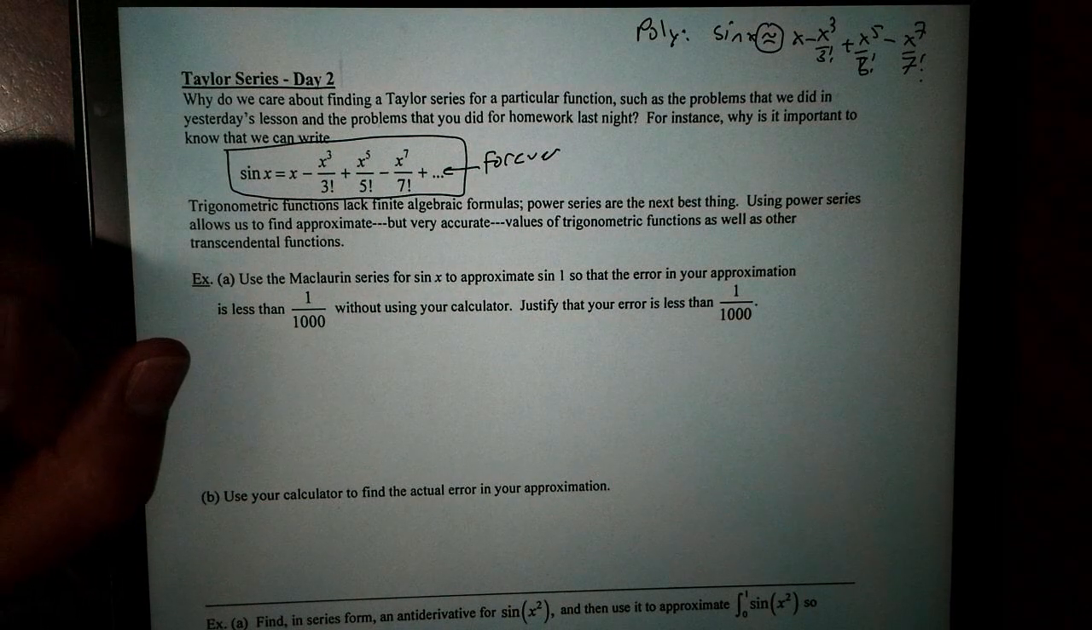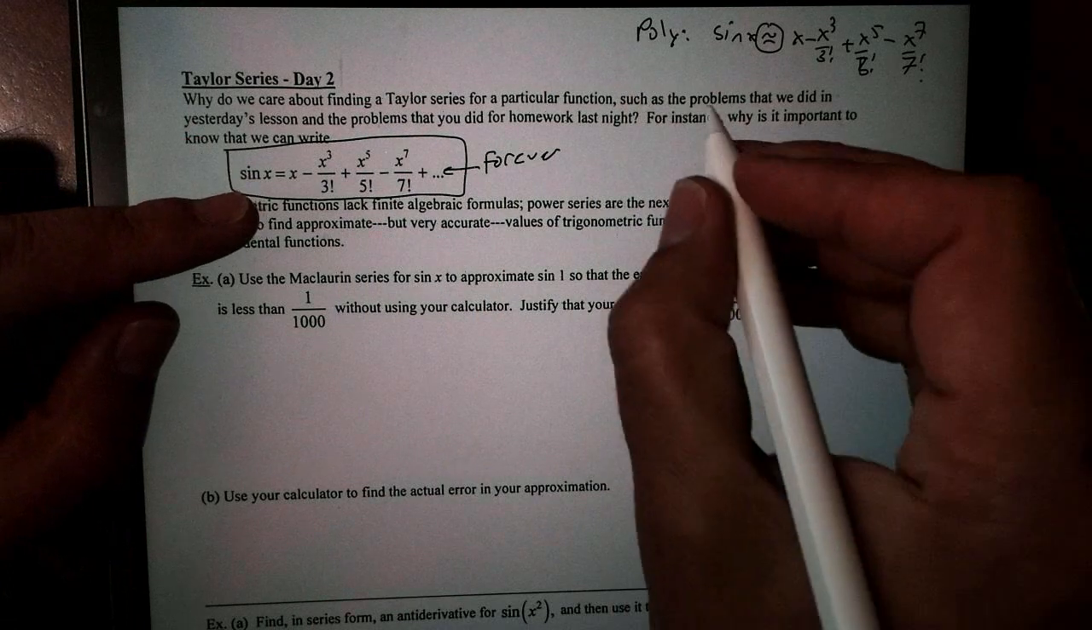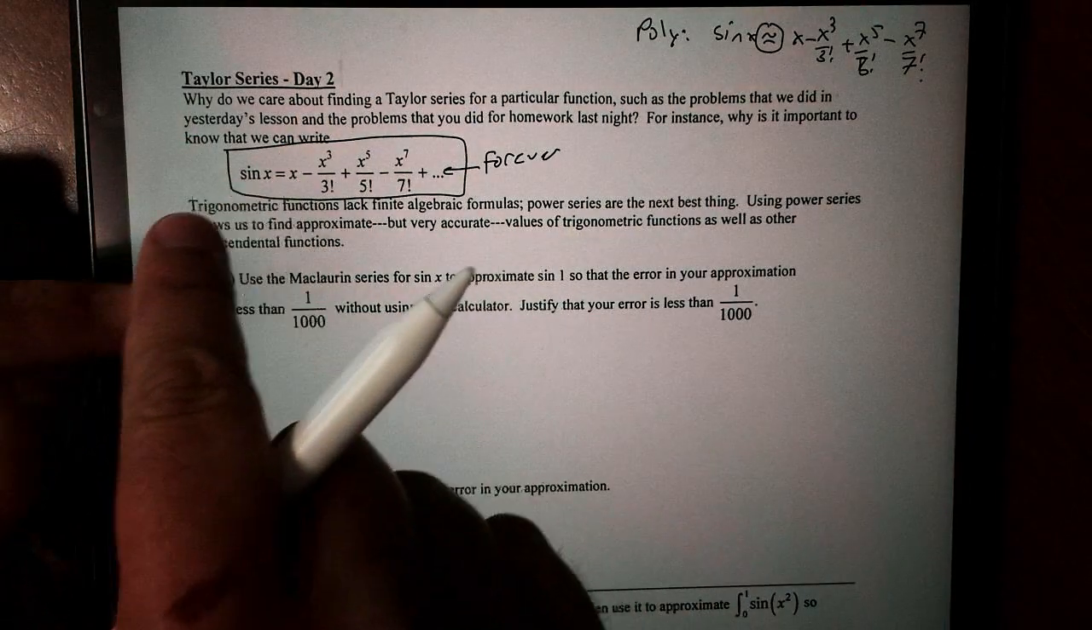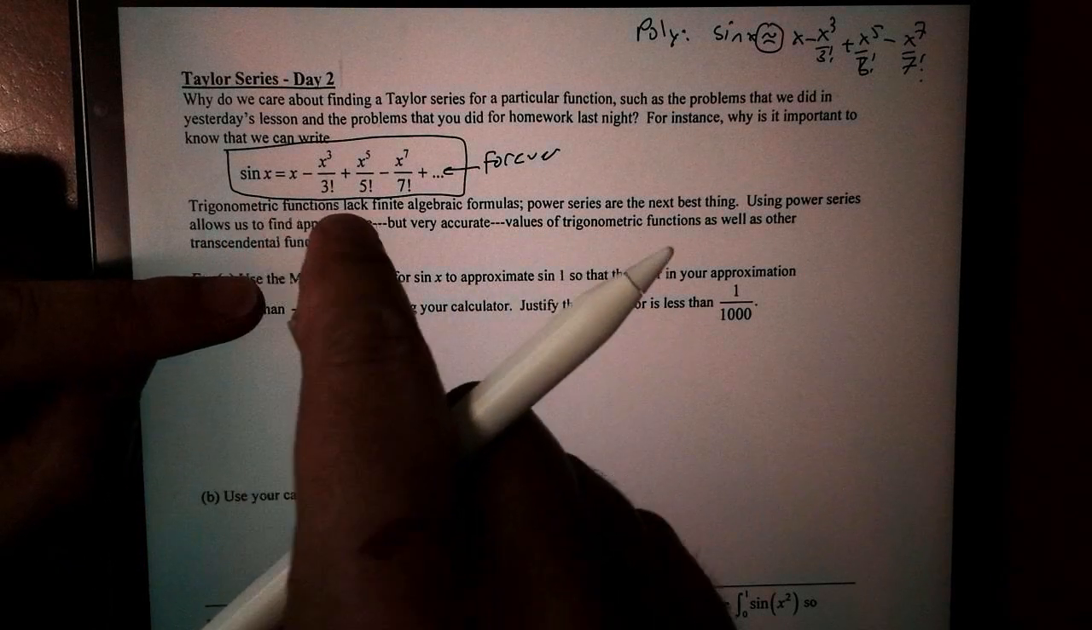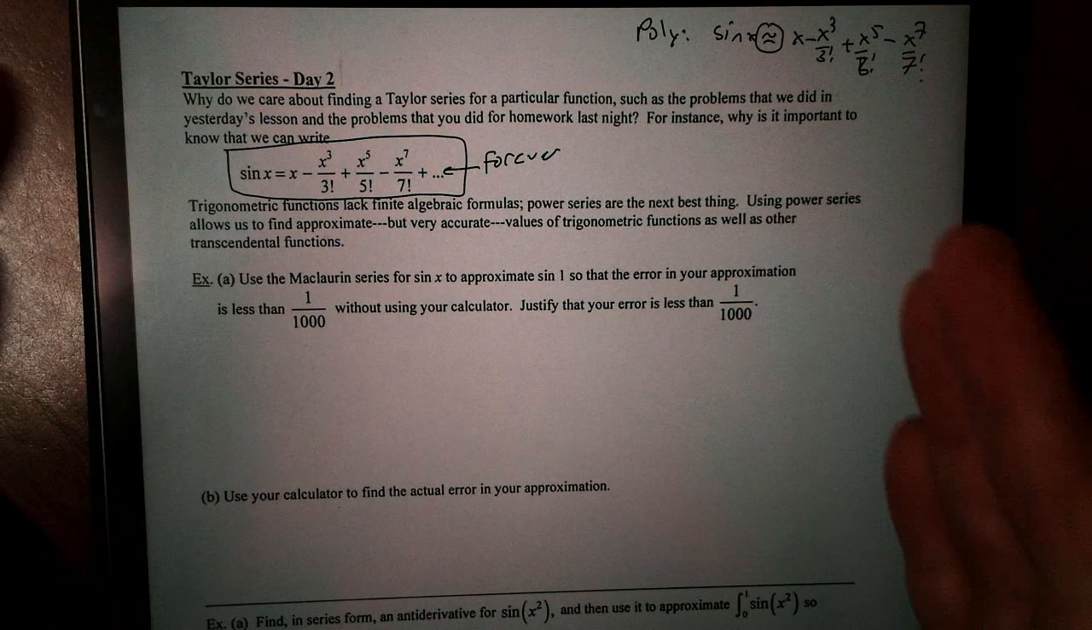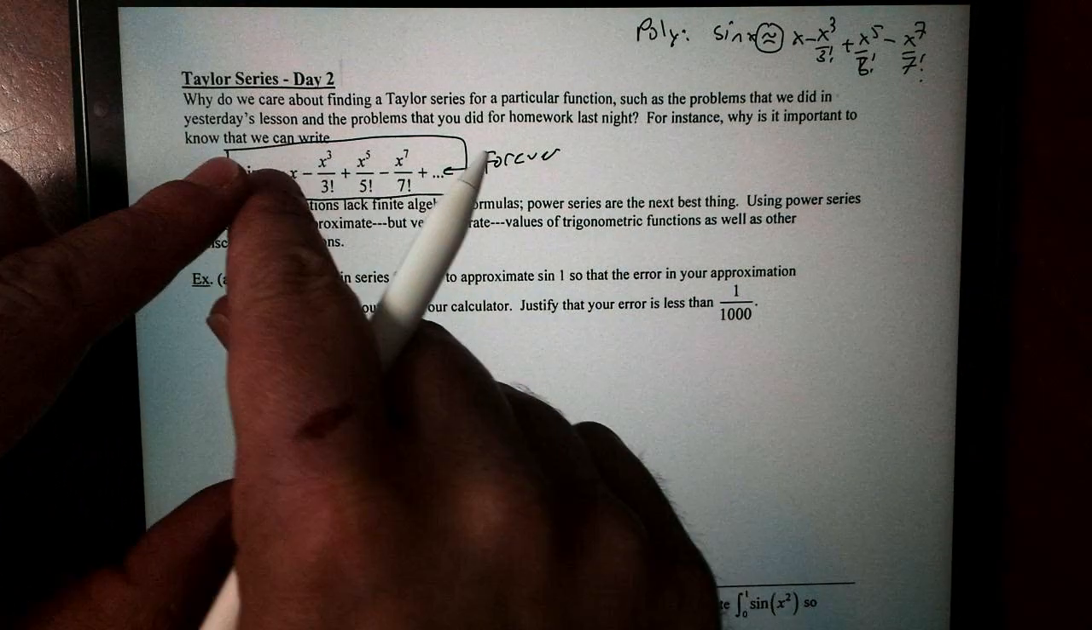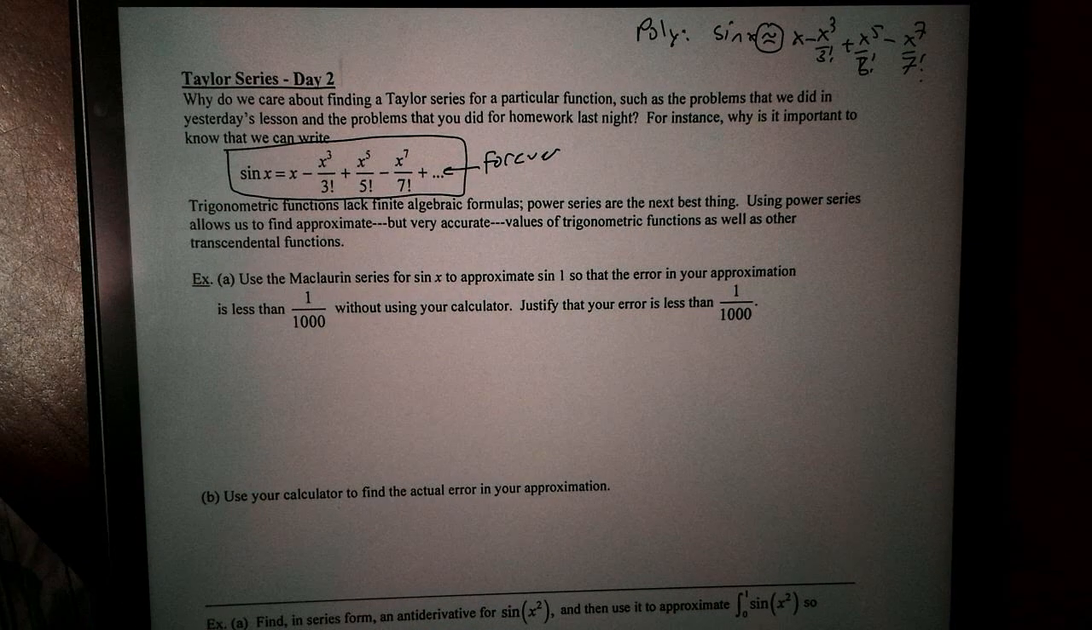And I got a really funny joke for that. What did the function say to the Taylor series? Stop copying me. You get it? Because the Taylor series copies the function.